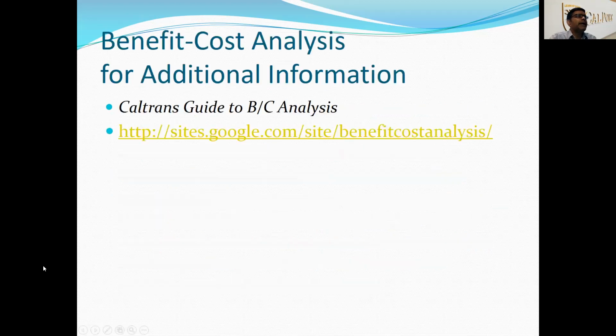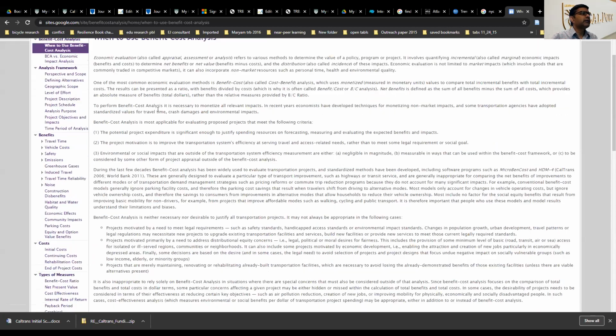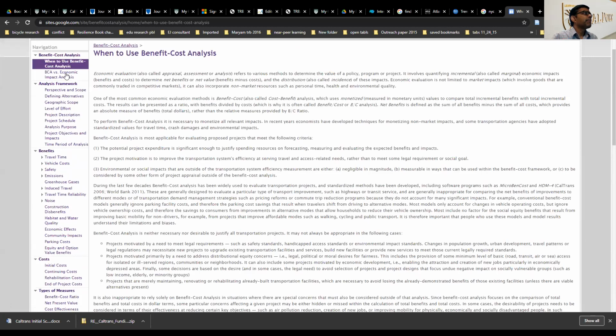And one thing, if you're interested in learning more about benefit cost analysis, there is a Caltrans maintained website that I want to show you. So I'm going to stop share and then new share. So this is a good one, and I think I talk about it in 322 as well. When should you use it? When shouldn't you use it?